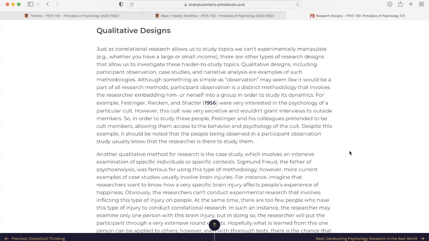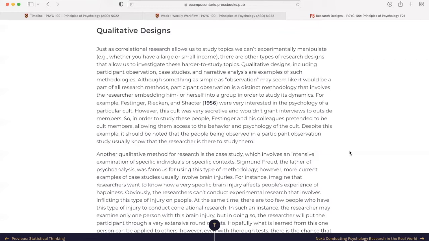Although something as simple as observation may seem like it would be a part of all research methods, participant observation is a distinct methodology that involves the researcher embedding him or herself into a group in order to study its dynamics. For example, scientists back in 1956 were very interested in the psychology of a particular cult. However, this cult was very secretive and wouldn't grant interviews to outside members. So, in order to study these people, Festinger, one of the scientists, and his colleagues pretended to be cult members, allowing them access to the behavior and psychology of the cult.